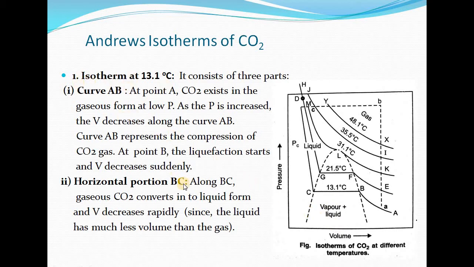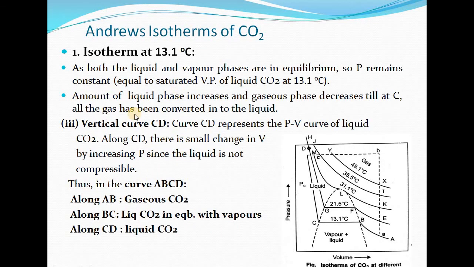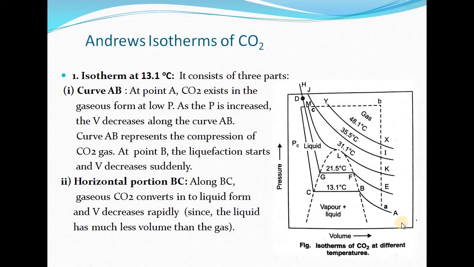Now we will study these curves in detail. The first one is the isotherm at 13.1 degrees Celsius. In this isotherm there are different portions. The first one is the curve AB. At point A, we can easily see in this figure that the CO2 exists in the gaseous form. As we increase the pressure from A to B, the volume decreases along the curve AB.